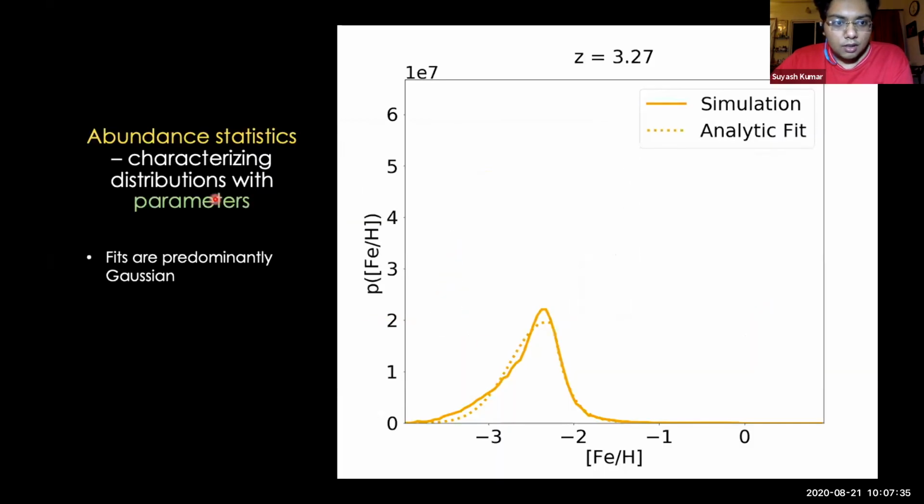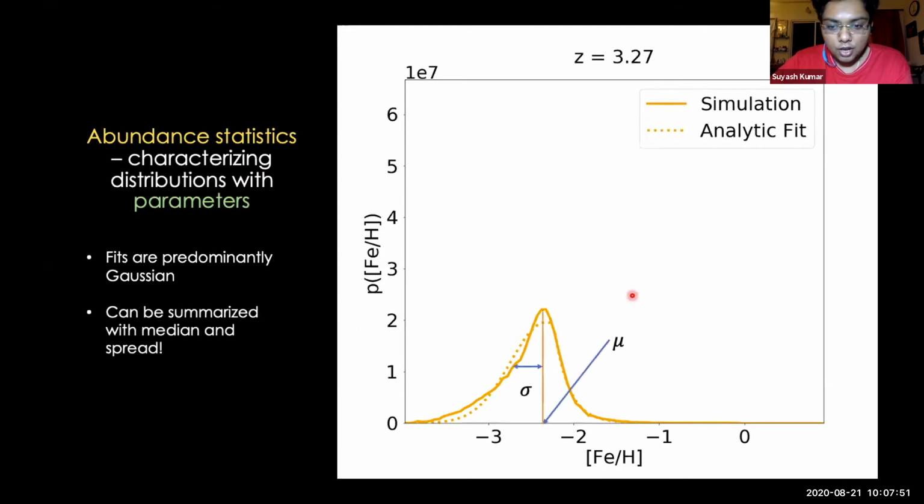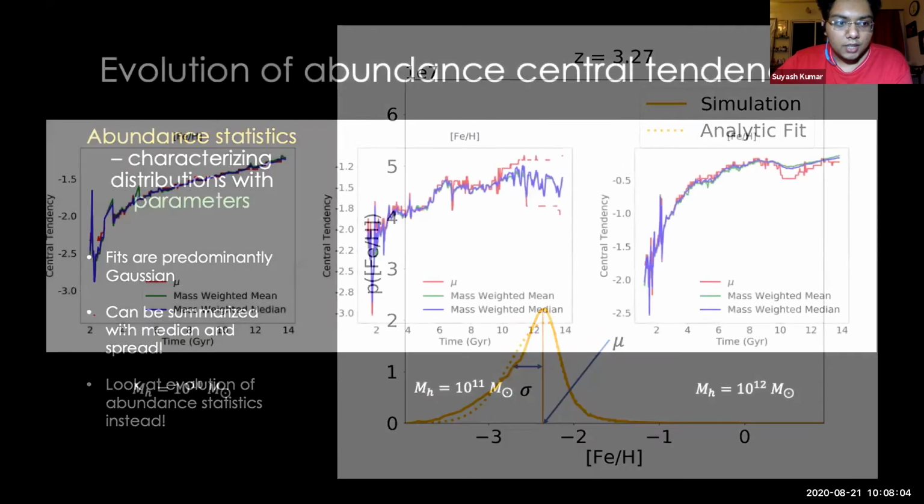And so we take an alternate approach by looking at abundance statistics, which are essentially some important parameters of the distribution. We do so by first realizing that the fits are predominantly Gaussian and therefore can be well summarized by their median and spread, which I have represented here. And instead of looking at the whole picture of the distribution, we can look at how the median and the spread evolve as a function of time instead. And so we go ahead and do exactly that.